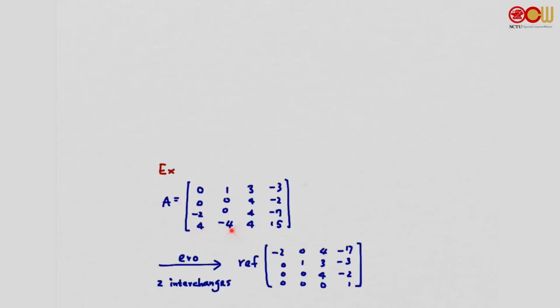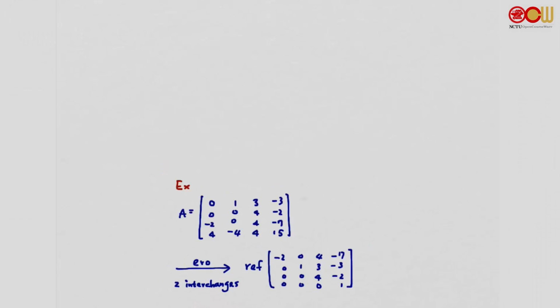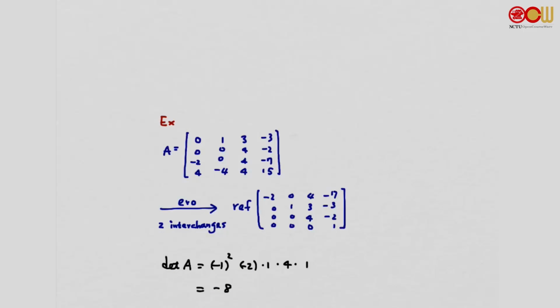For example, this is the A matrix, and we apply Gaussian elimination, the forward pass, to bring it to the row echelon form, an upper triangular matrix. To get this row echelon form, we have applied two interchanges and some row additions as well, but because row additions do not change the determinant, we don't count them here. The determinant of this upper triangular matrix is the product of these four entries: minus 1, 1, 4, 1. And we did two interchanges, so we get a (-1) squared. So we get determinant A equal to minus 8.